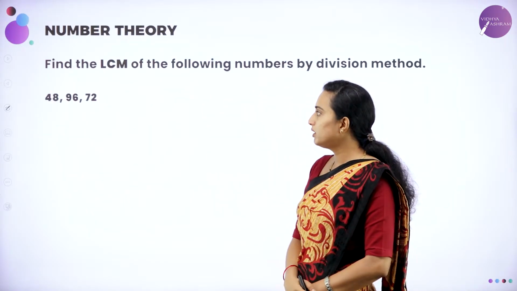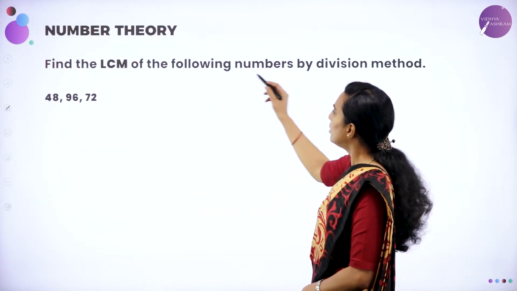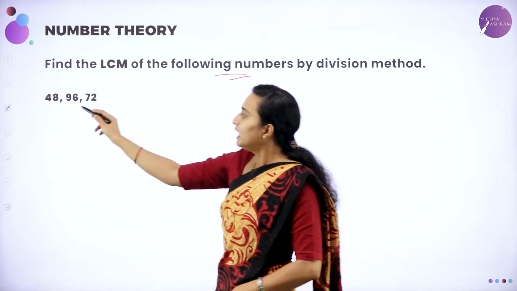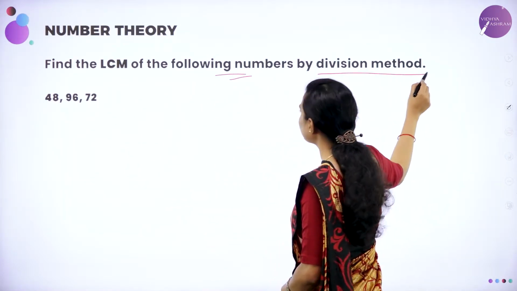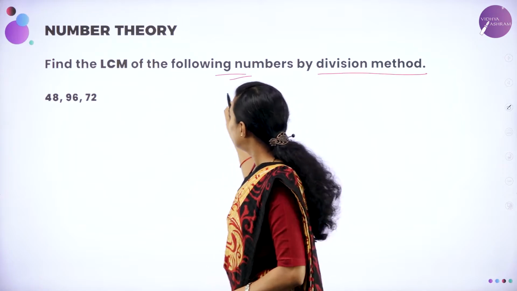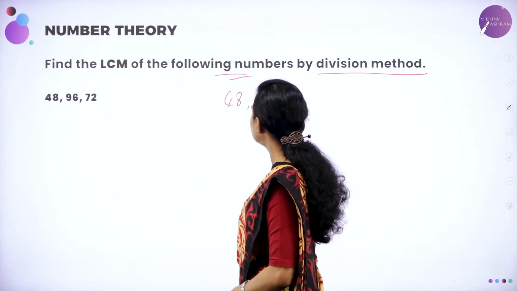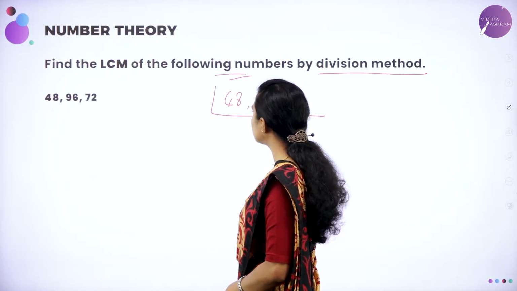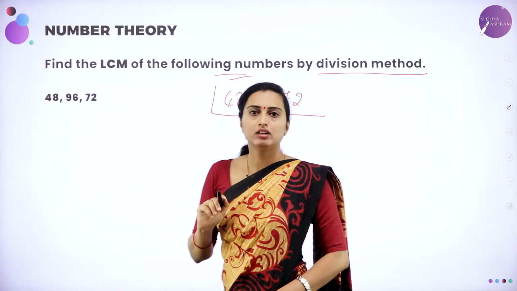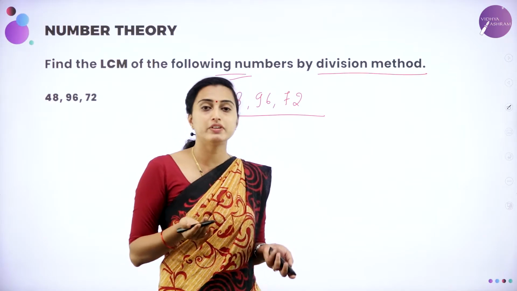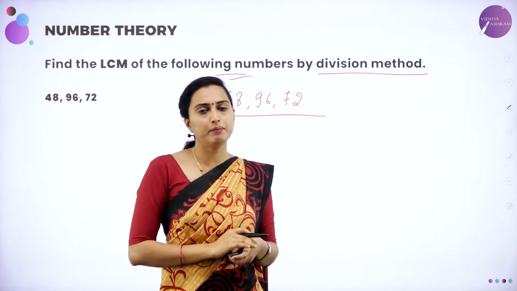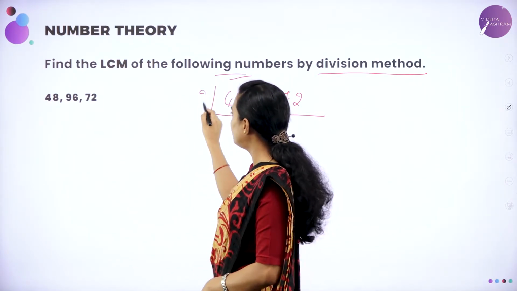Okay. Next we'll be moving on to find the LCM of the following numbers by the division method. What they have given? 48. Let me write that in a horizontal line. 96 and then 72. You can observe, dear students, all the numbers are ending with an even digit. So they can be divisible by the even prime 2. So let me take that 2 here.